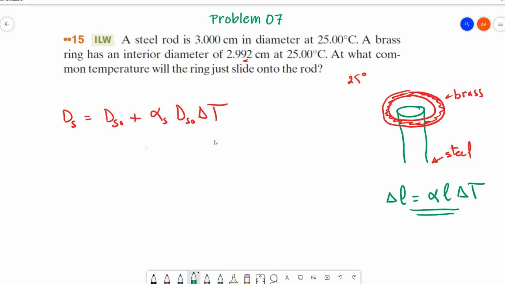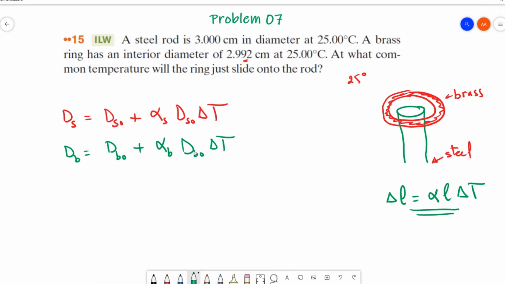Now the same thing for the ring. So for the ring or the brass, I will write it in green. D B is equal to D B0, this one is the brass, plus alpha B, which is different for steel and brass, they have different coefficients, times D B0, and here we have delta T. Delta T will be the same because they were at 25, and they will increase the temperature the same way.